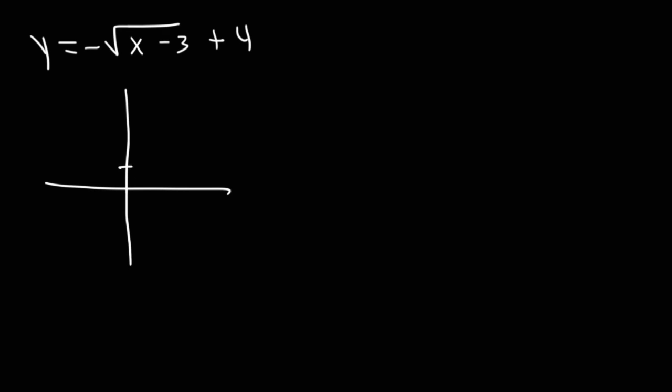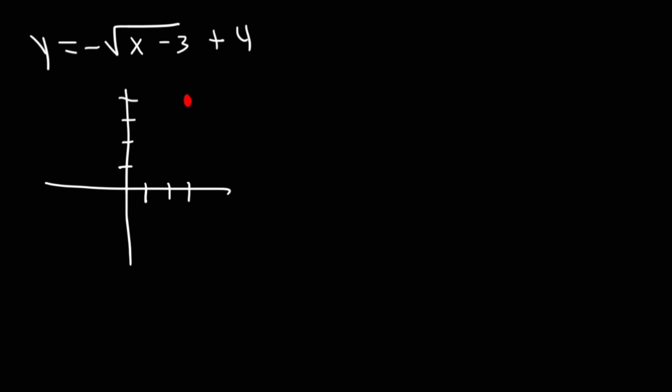So let's say if you have something that looks like this, the square root of x minus 3 plus 4. And let's put a negative sign in front of it. So you know the graph has been shifted up 4 units. And at the same time, it's been shifted 3 units to the right. So the origin point is at 3, 4.